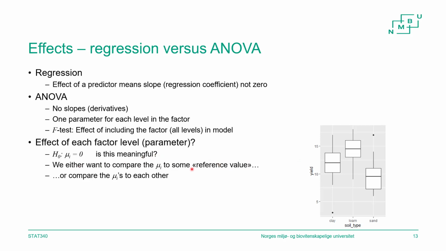And whether it's 0 or not doesn't tell us anything about effects. The effect is if we want to actually compare the expected value for each factor level to some reference. Is there a change, right? Is there a change between the factor levels or between some reference and the factor levels? Or compare them directly to each other. That's more meaningful, right? It doesn't really make sense to test if the response is a certain value or not.